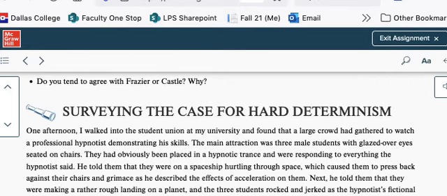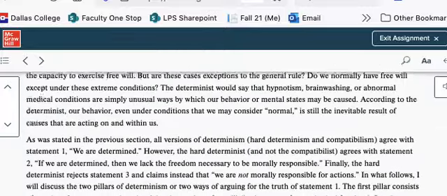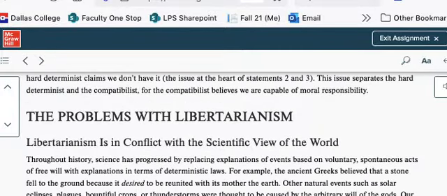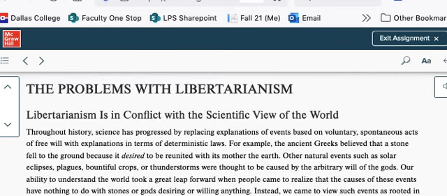Then he's like, okay, let's look at the case for hard determinism. And one of the first things he does, which is relevant to the study guide, is he makes what's called the negative case for hard determinism. By a negative case or a negative argument in philosophy, what is meant is that you don't necessarily argue for a theory to make the case for a theory. You simply argue against other theories and imply or explicitly claim that the theory that you endorse is better.